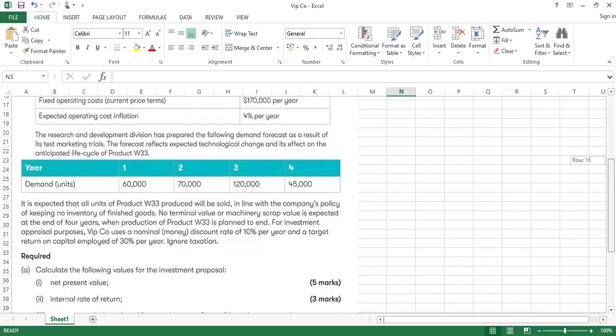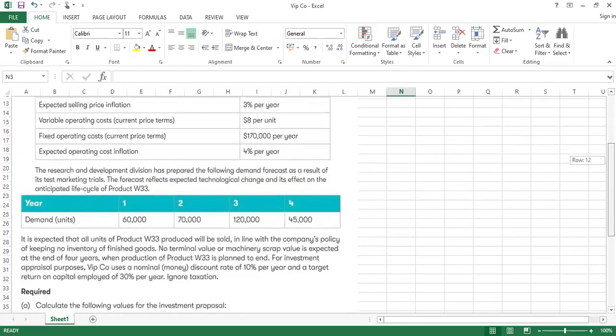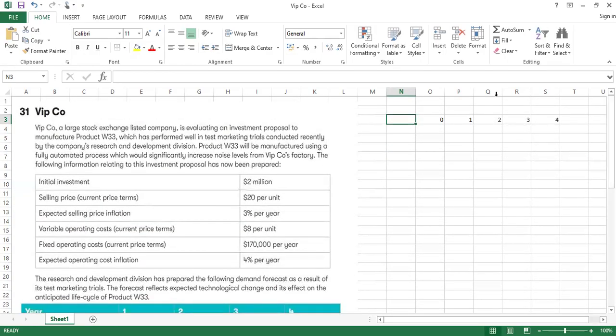Taxation is ignored. No taxation is provided in the question. So we will start from initial investment, which means capex. Capex is 2 million payable in year 0. It's a cash outflow, so show it in negative.